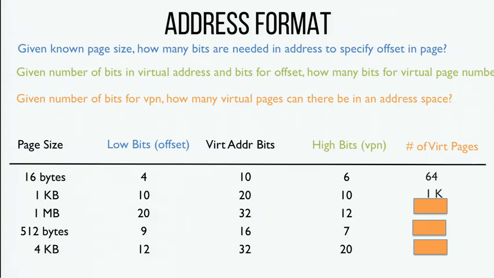2 to the 12, that's our magic. We know that's 4K. That's how many pages we have. That's not the size of the page. That's how many pages we have. 2 to the 7, that's 128 pages. 2 to the 20, that's about 1 million pages. Okay, so you can figure all of that out when you're told different properties about the logical address.